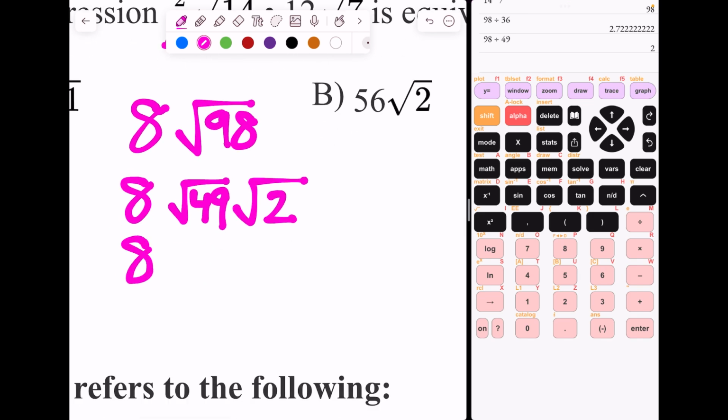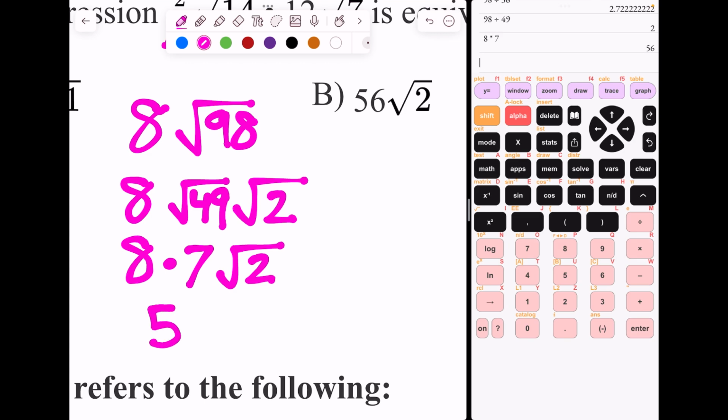So then we get 8. The square root of 49 is 7, and leave square root of 2 alone. 8 times 7 is 56. Leave square root of 2 alone. And this is answer choice B.